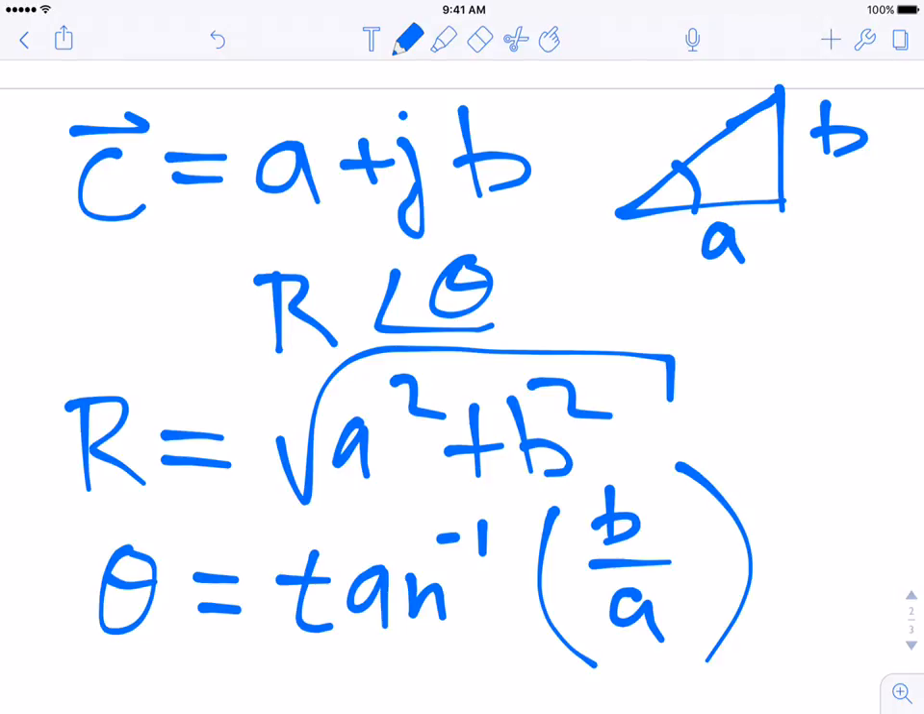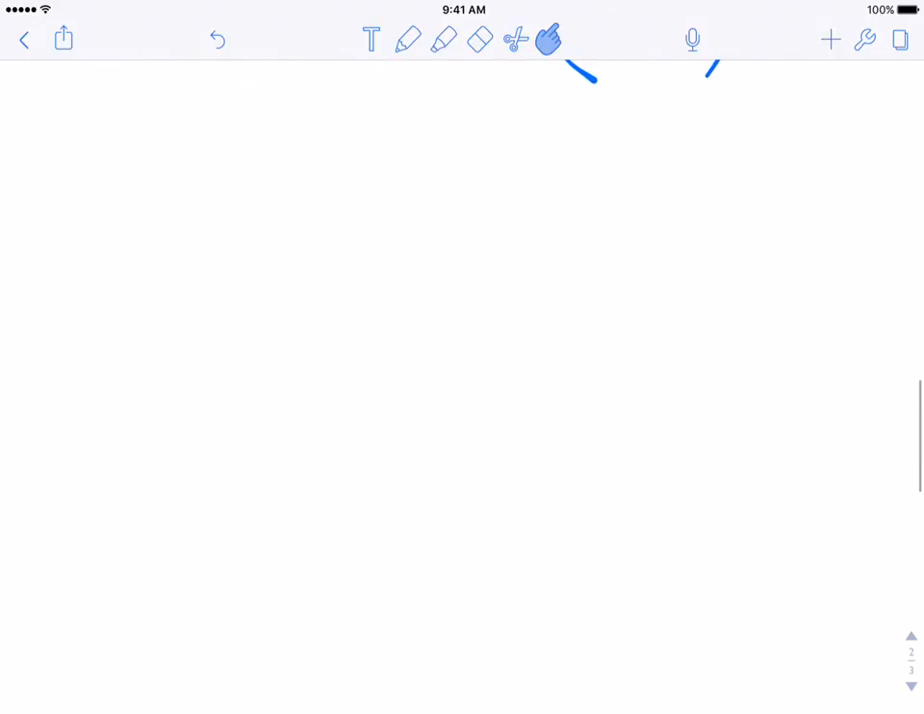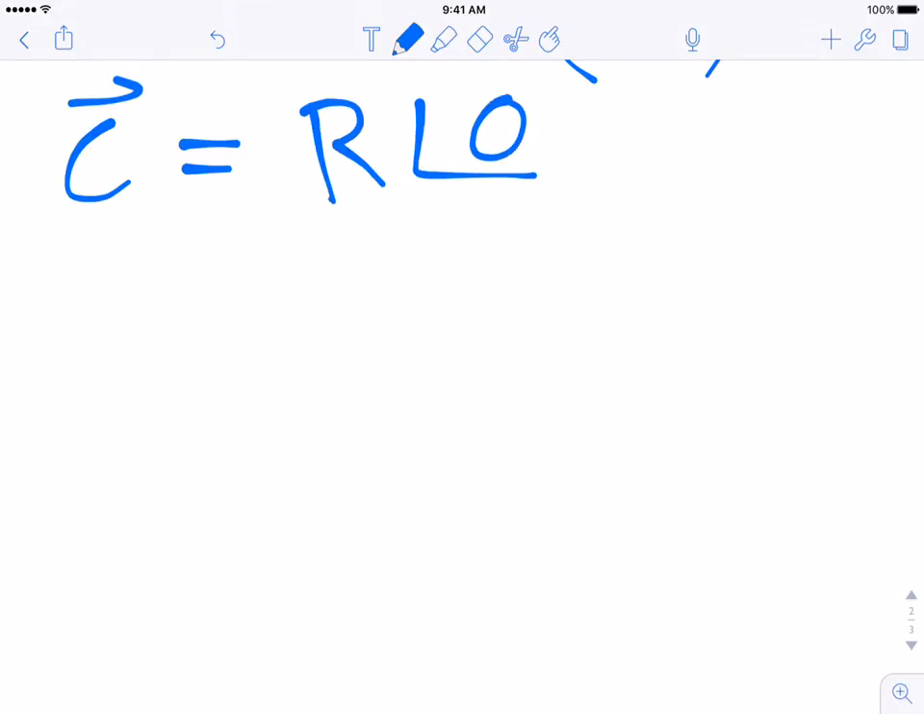So now you got R and you got theta. Okay, so let's do the reverse. We got C is equal to R angle theta. So let's do this one here.